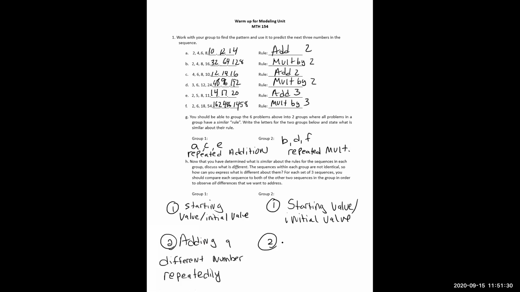Second thing is very similar to the first group. This time, though, we're going to multiply by a different number repeatedly. Whoa, boy, did I spell that wrong. Oh my gosh. I don't know how we got so many extra letters in there. All right, there we go. Okay, so there we have it.